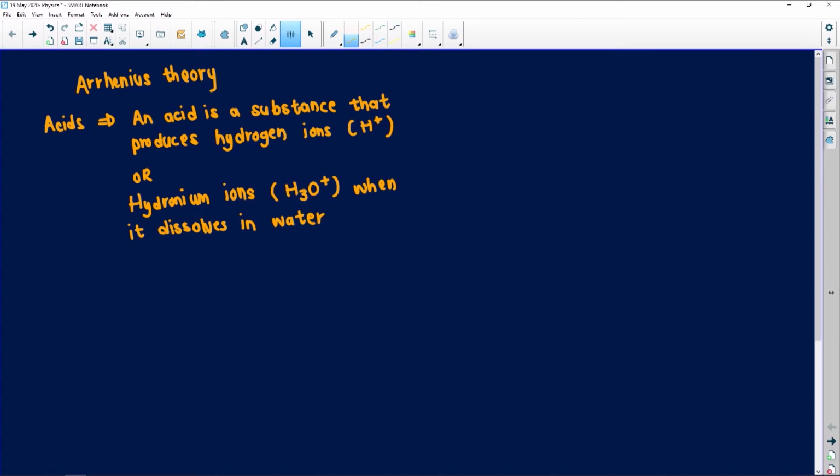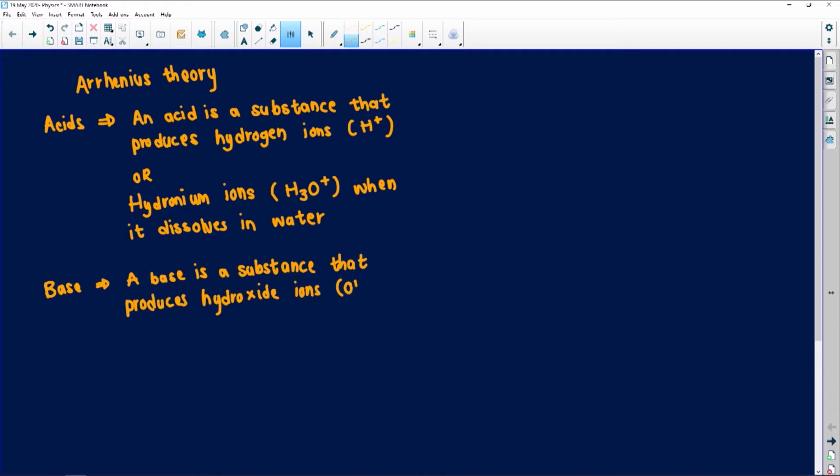Let me also do the base one, then I don't have to do it vice versa. Arrhenius also says, for us to identify a base, a base is a substance that produces, in this case not hydronium ions but hydroxide ions, which is OH minus. And this is when it is dissolved in water.